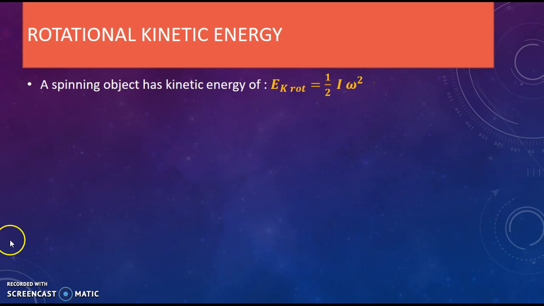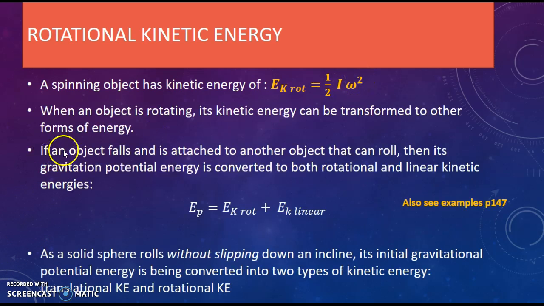squared. So point number 3, if an object falls and is attached to another object that can roll, then its gravitational potential energy is converted to both rotational and translational or linear kinetic energy. So the potential becomes Ek rotational plus Ek linear. If it goes down an incline without slipping, then the conversion is to two types of energy.